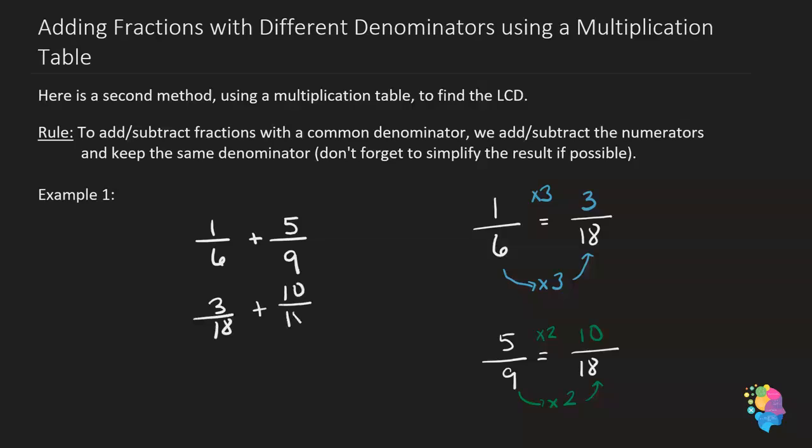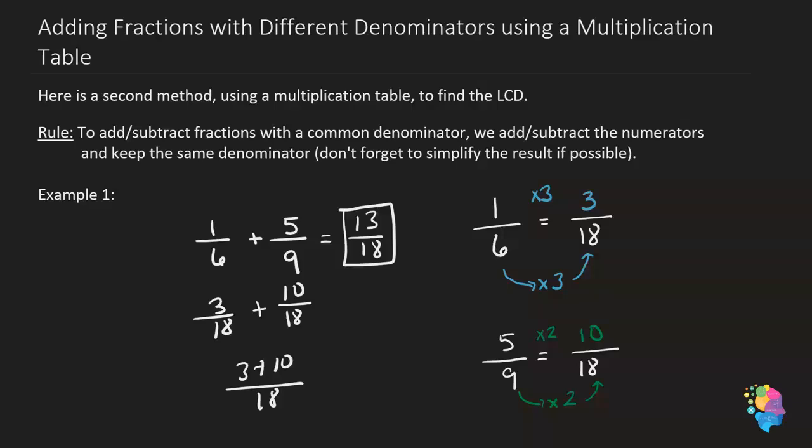Notice that at this point, now we're matching the same thing that we got on the first method. So we just add 3 plus 10 over the 18. So 1 over 6 plus 5 over 9 will be 13 over 18. Now you see that this method is faster than the first one, and it will probably be the method that you continue to use, but know that it has its limitations.